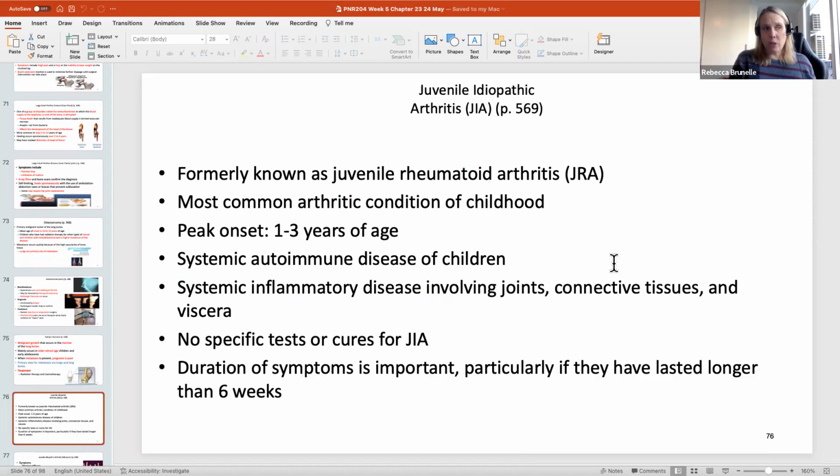So children can also have arthritis. This is not like the arthritis that you see in your older adult population. It's called juvenile idiopathic arthritis. It used to be juvenile rheumatoid arthritis. It is an autoimmune disorder, so it tends to have exacerbations and remissions. The peak onset is pretty young, ages 1 to 3. And there's no specific test or cure. It's symptom management. They do frequently get steroids during exacerbations.